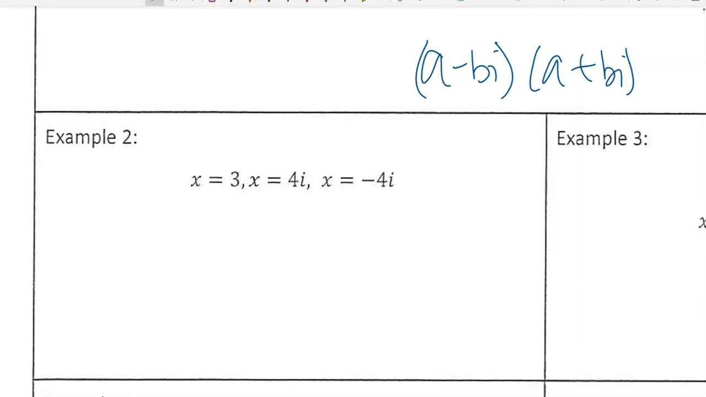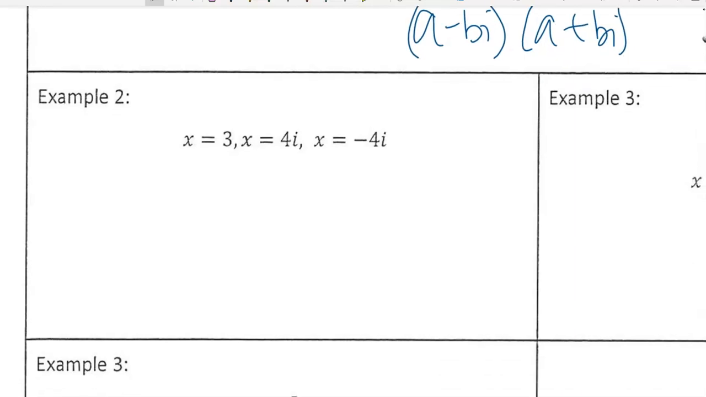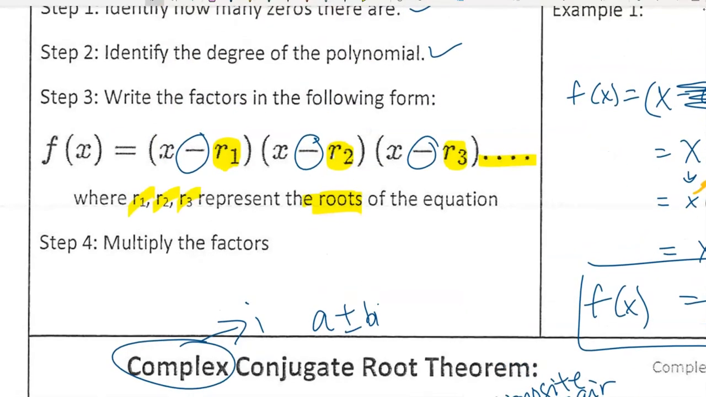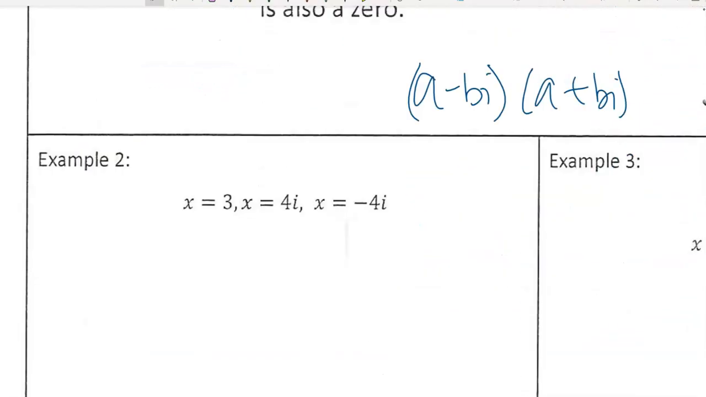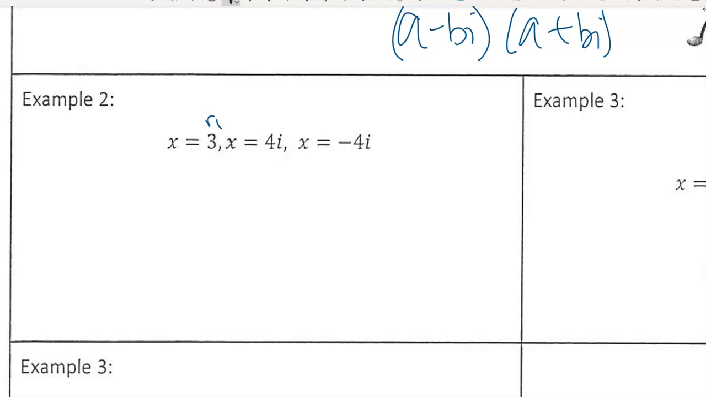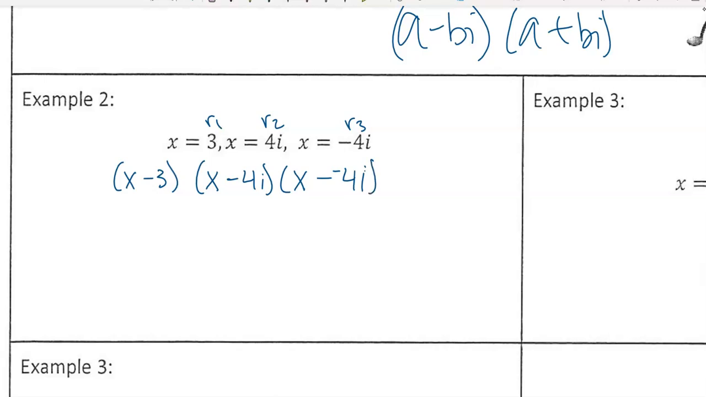Okay, let's take a look at example 2. Here we have x equals 3, x equals 4i, and x equals negative 4i. So what we are going to do is write them using the same formula as above: x minus root 1, x minus root 2, and so on. So here's our root 1, our root 2, and our root 3. Let's set it up. x minus 3, x minus 4i, and x minus negative 4i. Here we are again with that double negative. Double negative means we have a positive.